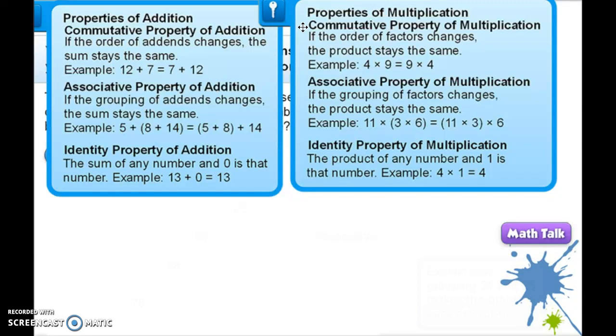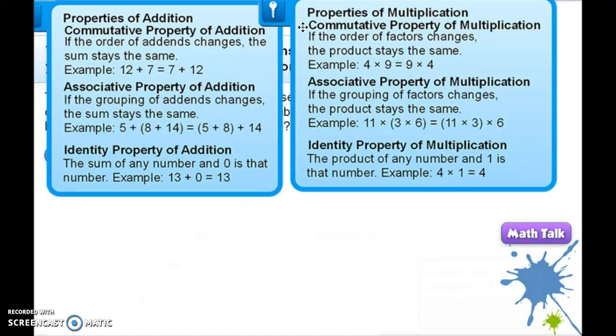So the commutative property, let's talk about that. If the order of the addends change, the sum stays the same. So 12 plus 7 is 19, and 7 plus 12 is 19. So the numbers moved around.